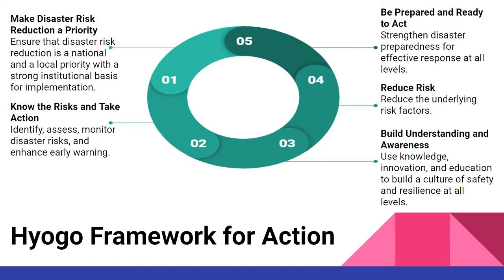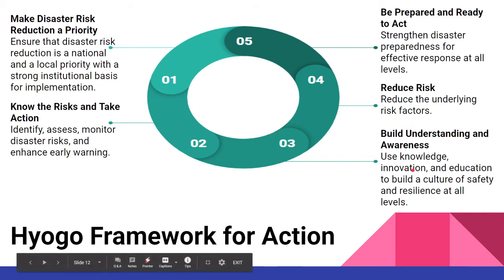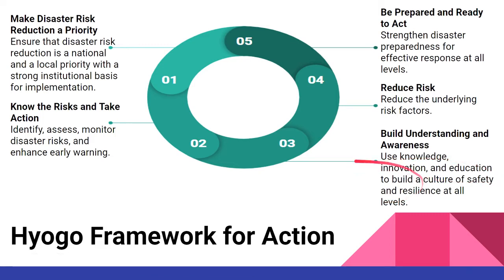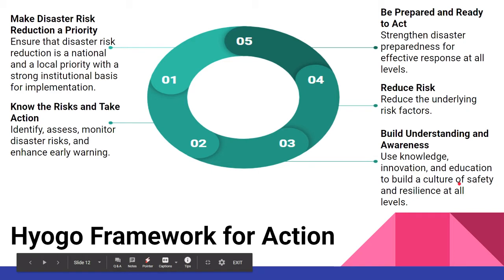So these are the five major parts of the program of the HFA. Number one is to make disaster risk reduction a priority. So that was the shift from disaster response to disaster risk reduction. Know the risk and take action by identifying, assessing, and monitoring disaster risk in the country or community. Be prepared and ready to act to strengthen disaster preparedness, reduce the underlying risk factors, and, again, very important, build understanding and awareness by using knowledge, innovation, and education to build a culture of safety and resilience at all levels.